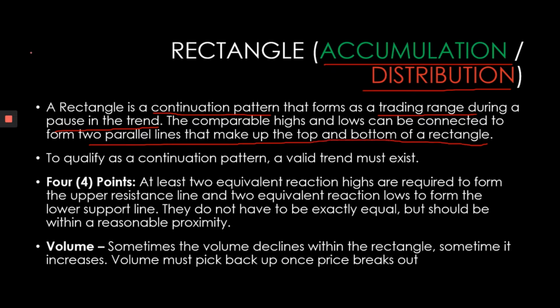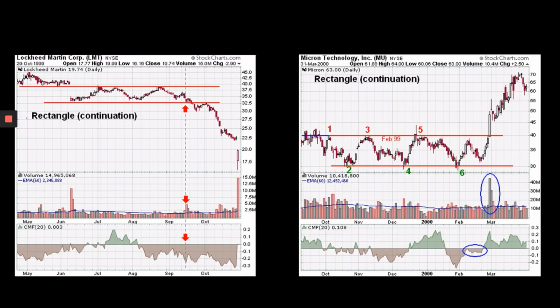So a rectangle looks like, as the name implies, a rectangle. You could draw it with a total of 4 points, 2 points for the resistance zone, like any other trend, and 2 points for the support zone, like any other trend. For example, the overall trend is down, and once you see those 2 points, you could draw that upper resistance zone, and those 2 points, you could draw that lower support zone.